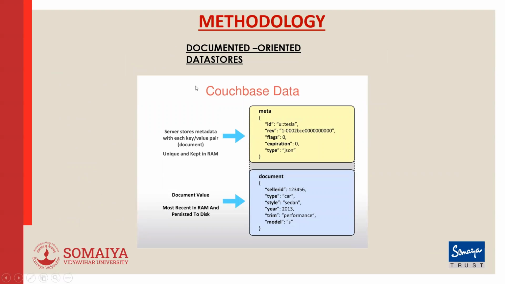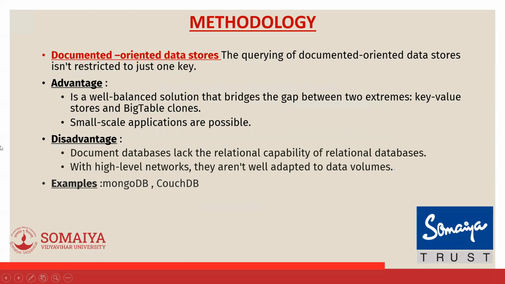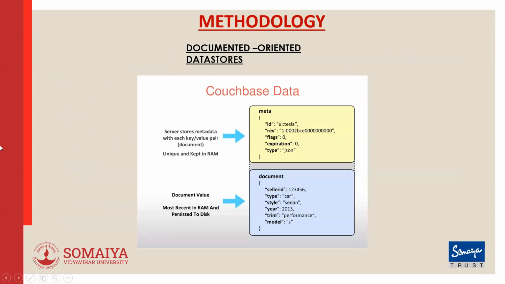Document-oriented data source. So as you can see, you have a document-oriented database here. It's Couch-based data. It stores metadata with each key value pair, and it is unique and kept in the RAM, and the document value is most recent in RAM and persisted to the disk.